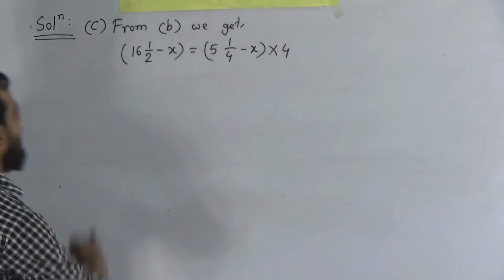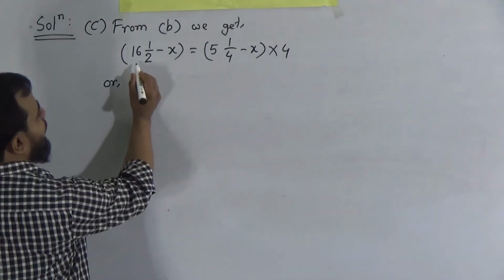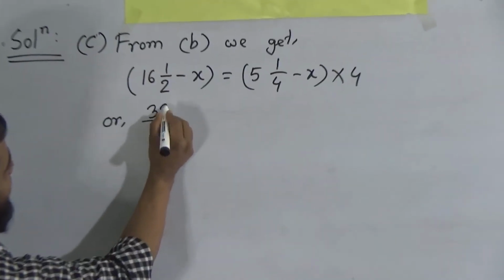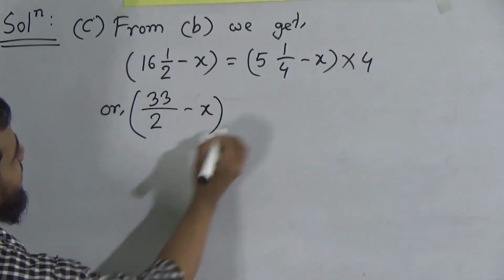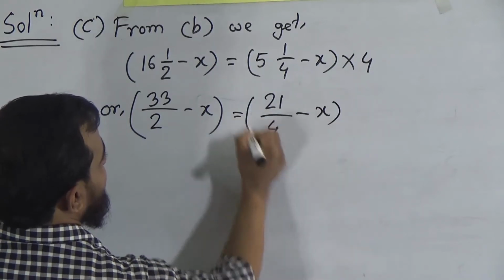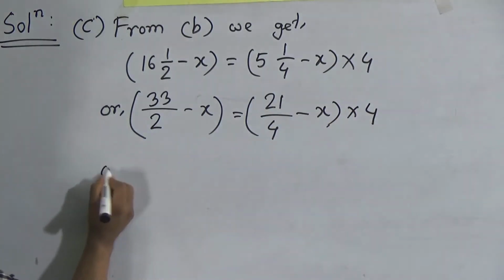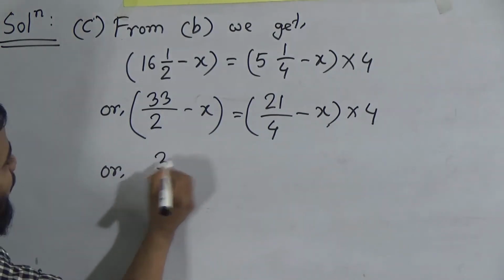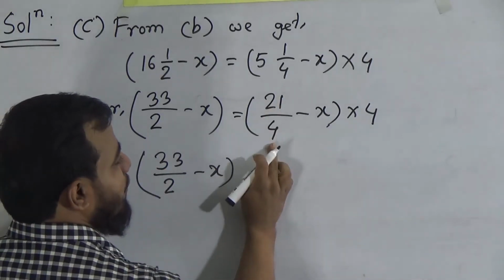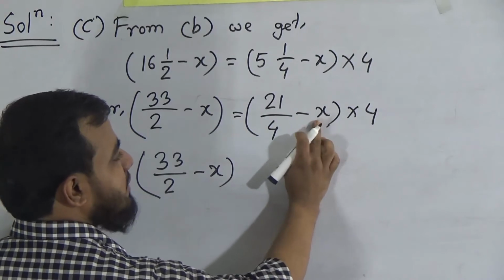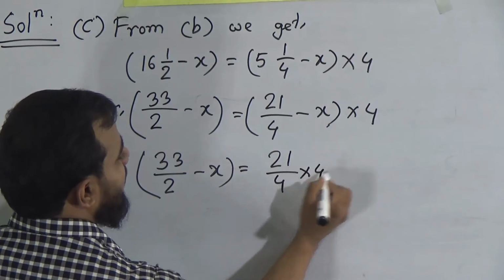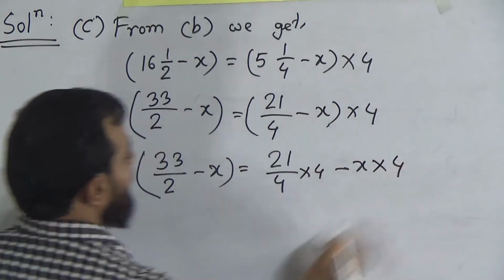Now we have to solve this one, so both the fractions need to be converted into improper fractions. So it's 33/2 minus x, it's also equal to 21/4 minus x, multiplied by 4. Now look, the right side's multiplication by 4 is with both numbers. That means we have to multiply 21/4 by 4 and we have to multiply x by 4. We will get how much? 21/4 multiplied by 4, and minus x multiplied by 4.